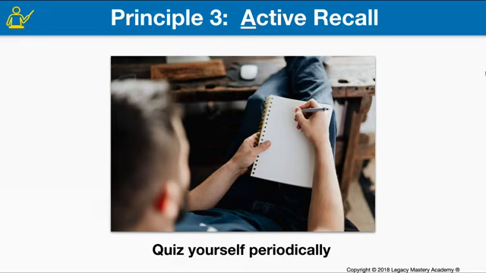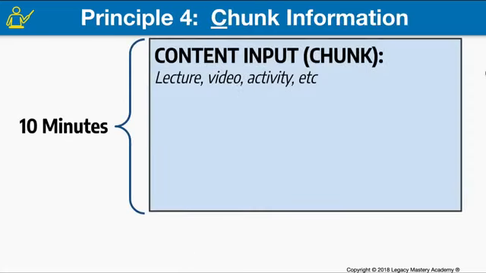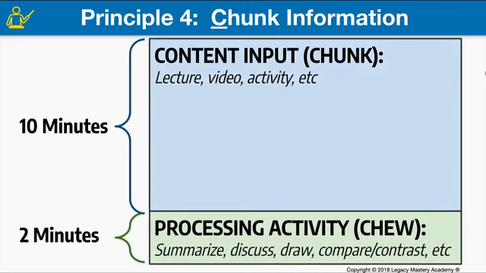Ensure students use active recall, which means for them to quiz themselves periodically. C stands for chunk. Chunk your lesson input into 10-minute segments, followed by some processing activity, like having students summarize their notes and then teach their partner 3 key ideas. This is also called chunk, chew, check, or the 10+2 method. 10 minutes for content input and 2 minutes to chew it or make meaning.